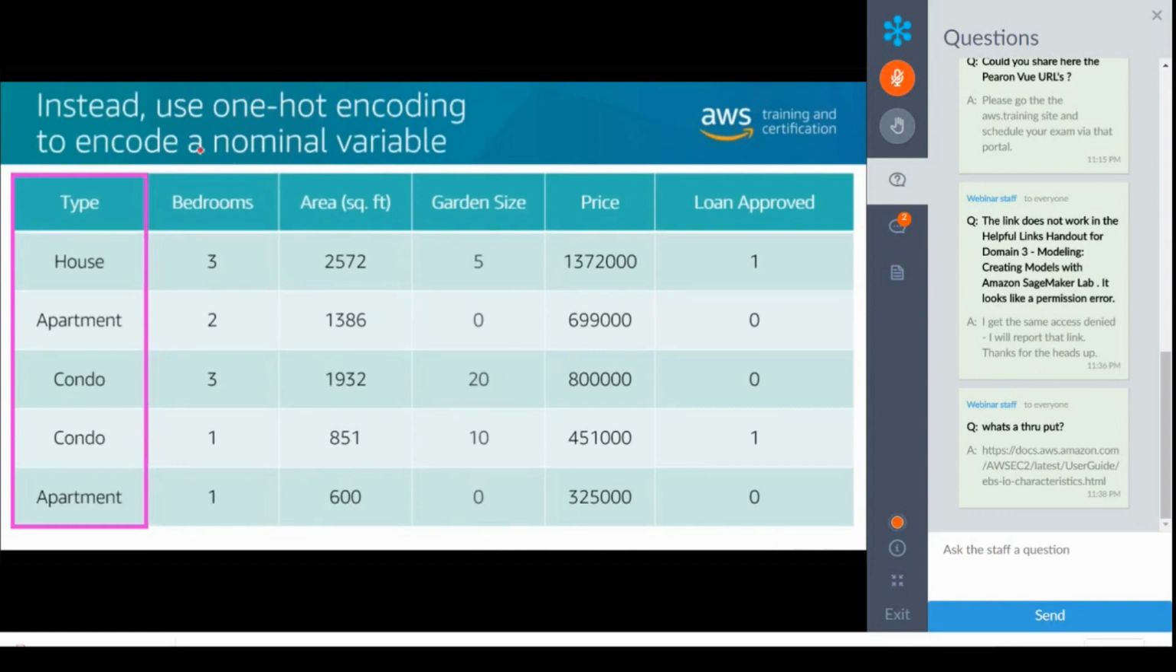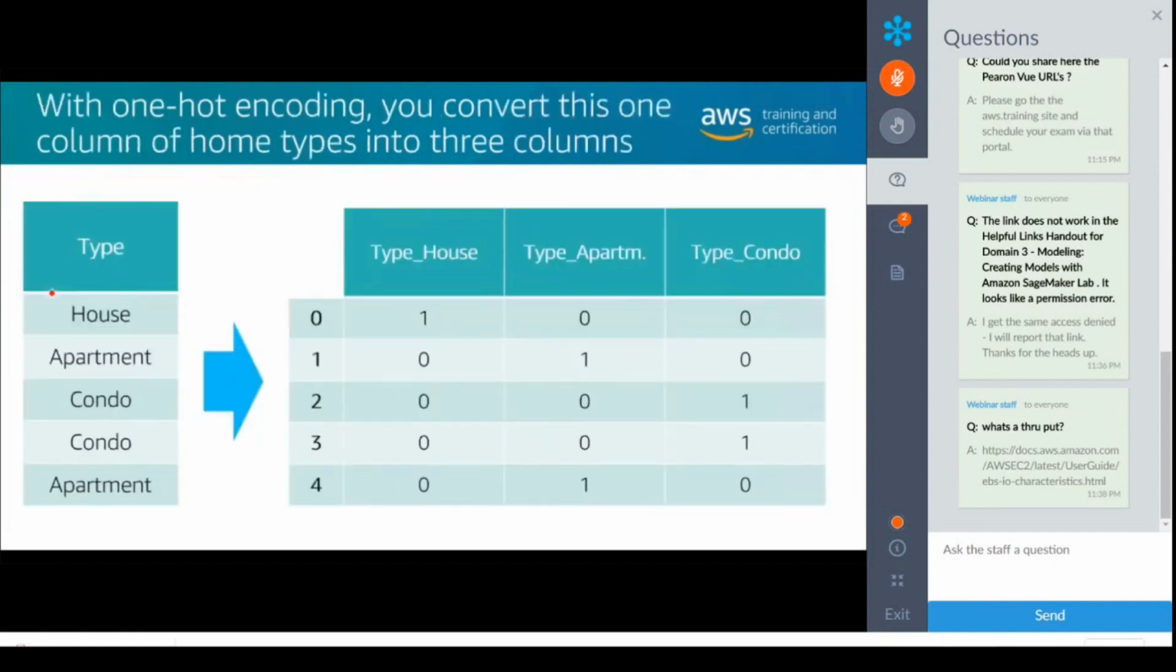So then house turns into its own column, apartment turns into its own column, condo turns into its own column, and we put a 1 in that column if it's a house. That's what one hot encoding means. So here we've got house, and then there is the column for house. So anytime it's a house, we put a 1 here.